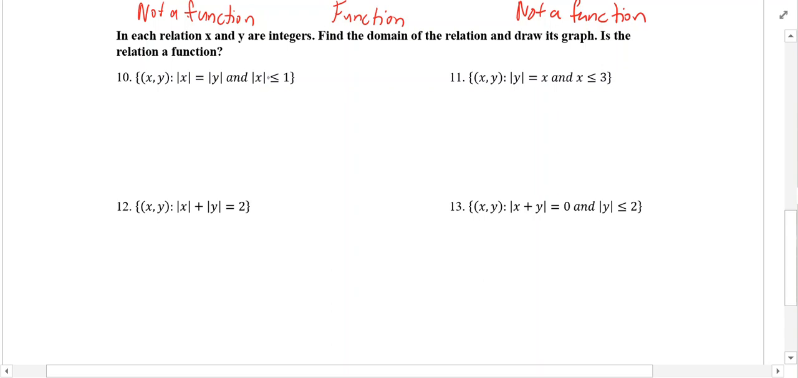So we've got to decide what x could be. Well, it has to follow this. It has to be that the absolute value of x is less than or equal to 1. So I'm going to start here with my domain.